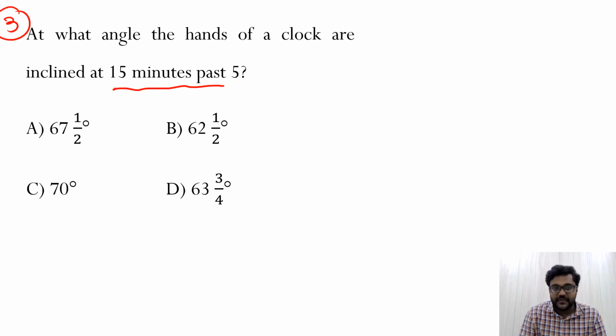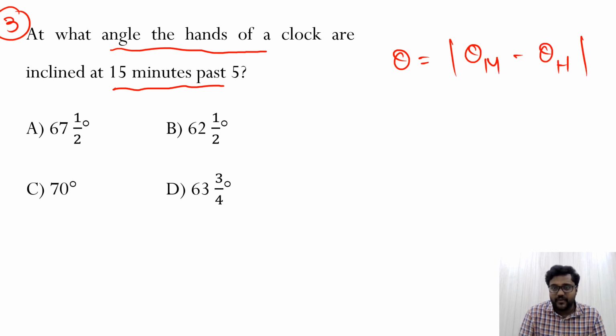15 minutes past 5, angle between the hands. Angle between the hands means theta. This may be the difference between theta m and theta h. We should always give a positive value for the angle between these two. Sometimes the minute hand may be more than the hour hand. Sometimes the hour hand may be more than the minute hand, right? Now 5:15 is the time.